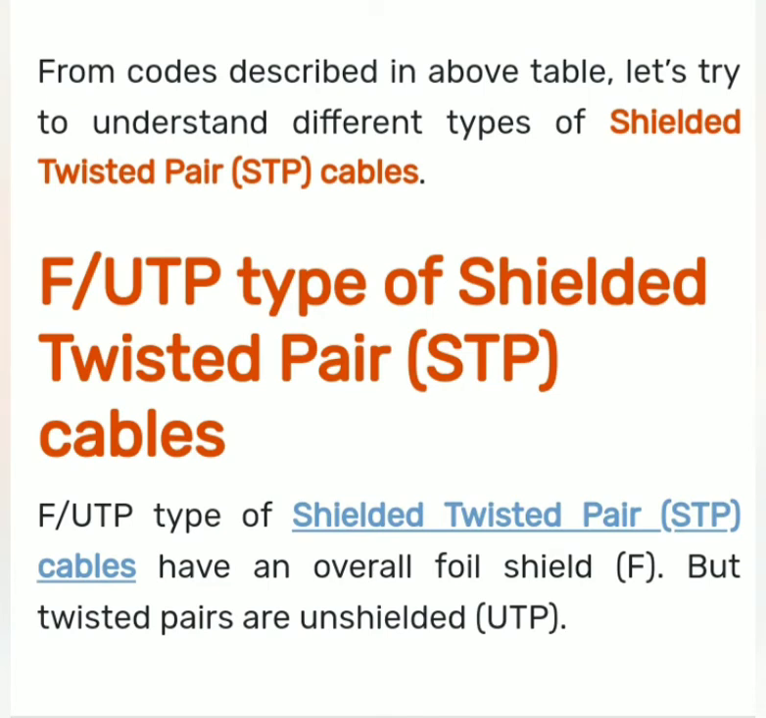That is the F/UTP type of shielded twisted pair, that is STP cables. F/UTP type of shielded twisted pair STP cables have an overall foil shield, that is F, but the twisted pairs are unshielded, UTP. The image shows the F/UTP type of shielded twisted pair STP cable.